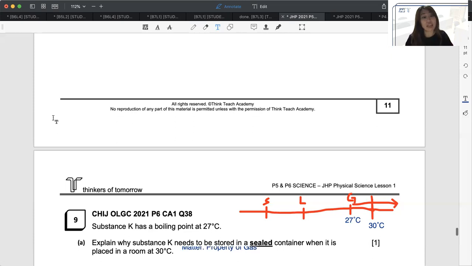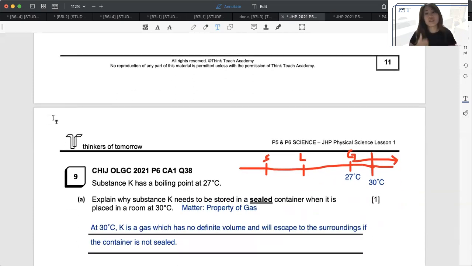Simply that. So at 30 degrees Celsius, the first thing I would say is K is a gas. You need to identify the state of it at 30 degrees Celsius. So yes, it is a gas. Secondly, why must it be sealed? Because it does not have a definite volume. And finally, you link back, which is why it will escape to the surroundings if the container is not sealed. So that's your answer for part A. You can see it's a combination of the heat and matter topics as well, so you have to be very familiar with your concepts here.